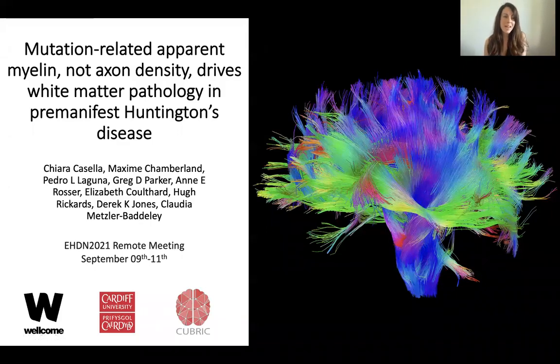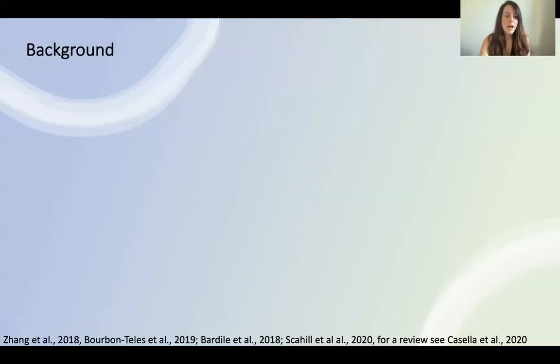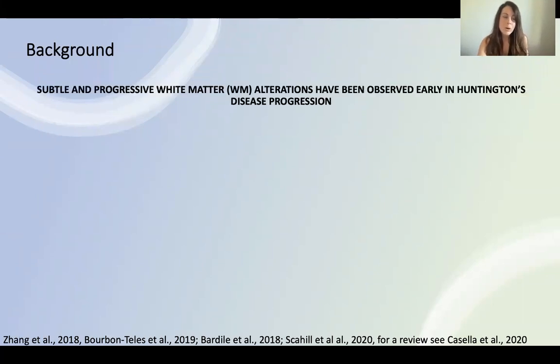Hi everyone, and thanks to the organizers for giving me the opportunity to present my poster entitled "Mutation-Related Apparent Myelin, Not Axon Density, Drives White Matter Pathology in Pre-Manifest Huntington's Disease." This was part of the work I carried out at Cardiff University for my PhD and was built on a body of evidence showing subtle and progressive white matter alterations early in HD progression.